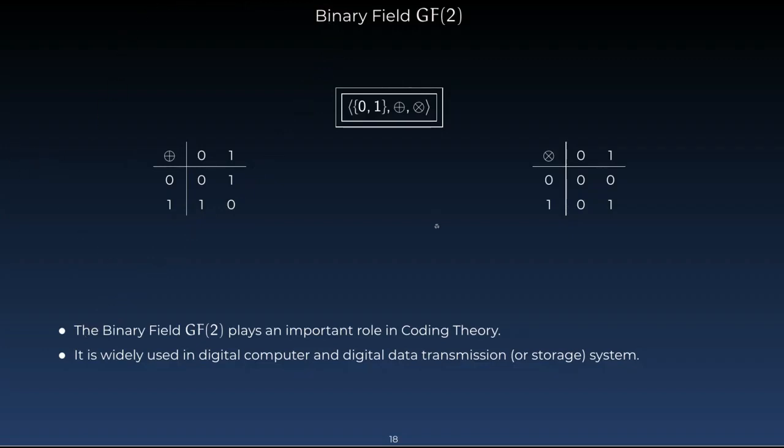Now why do we consider the binary field? Because it plays a very important role in coding theory. It is widely used in digital computers and digital data transmission or storage systems. The reason behind that is that digital logic has two levels, high and low, and here again we have only two elements, 0 and 1. So the binary field and its extensions are used for coding theory and in general in digital computers and digital data transmission.